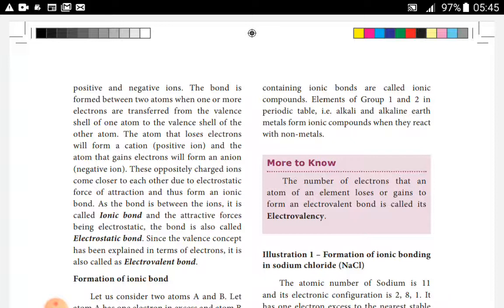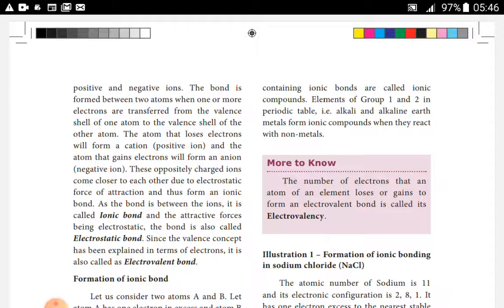Also this is called electrostatic bond. Why it is called electrostatic bond? There is a force, the attractive force. That force is called electrostatic force. So the electrostatic force is developed between these opposite charge ions. So it is also called electrostatic bond.